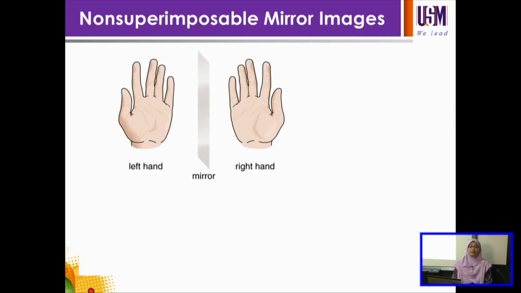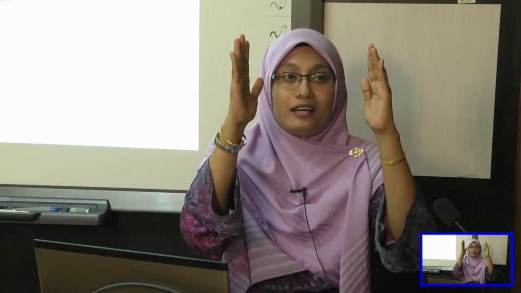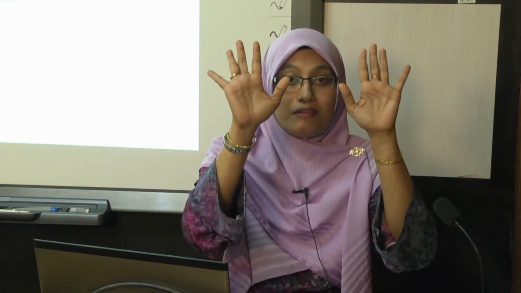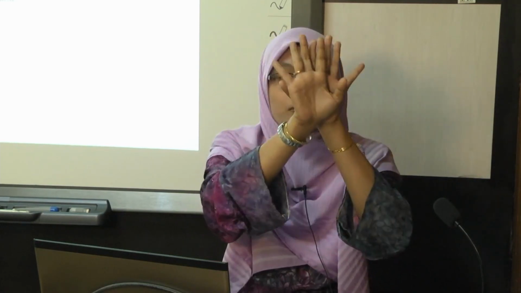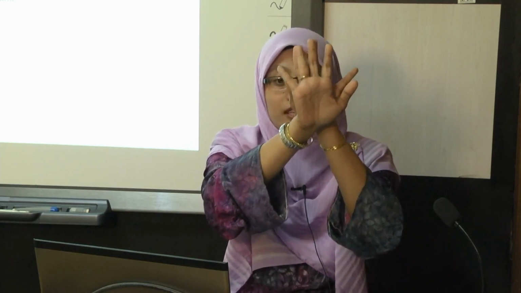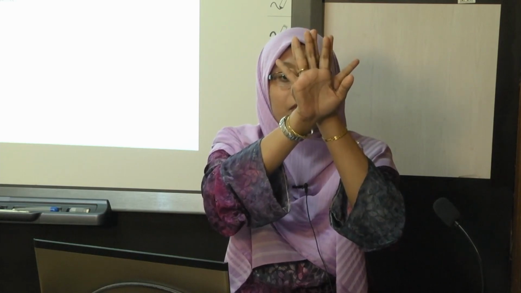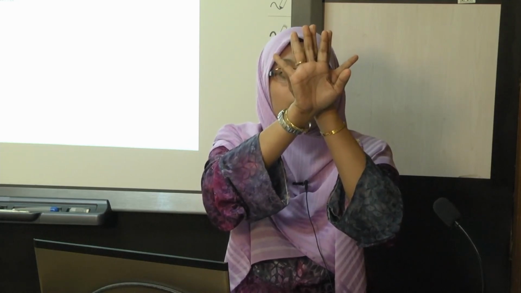Let's say you have your right hand, and then you place a mirror in the center, and you see in the mirror will be your left hand. So these are mirror images of each other, but these two hands are non-superimposable. It means that when I put my hands together, you can see that my right hand and my left hand, their fingers are not aligned to each other. So this is what we call a non-superimposable mirror image.